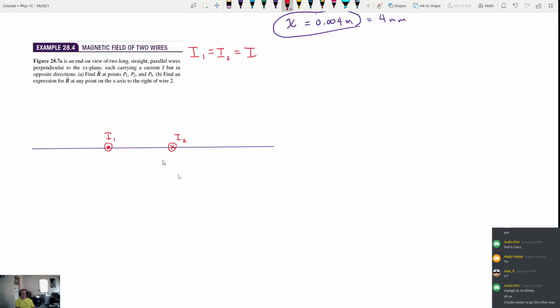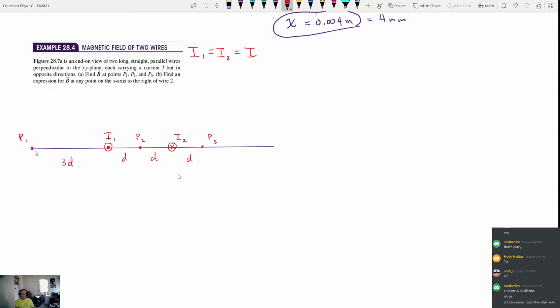And what we want to do is find the magnetic field at points P1, P2, and P3. You can't see it on the picture, but we're going to define the distance between this point and this point to be D, this point and this point to be D, and then we're going to come out to here at a distance of 3D, and then over here at a distance of 1D. So this is going to be P1, this is going to be P2, and this is going to be P3.